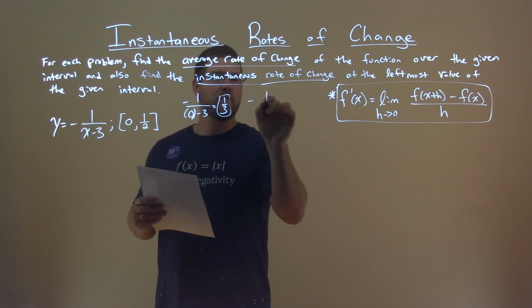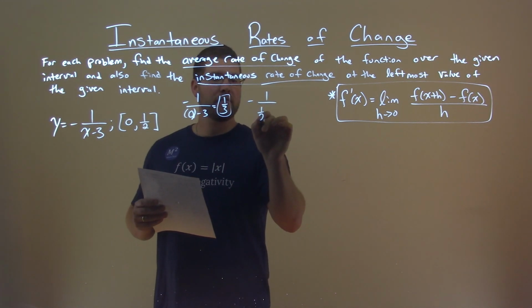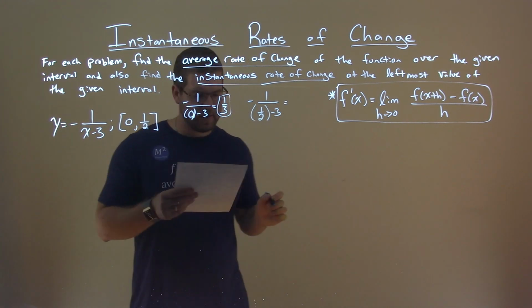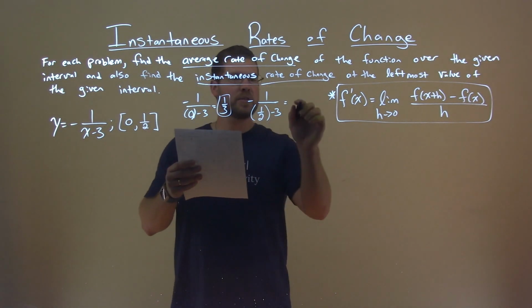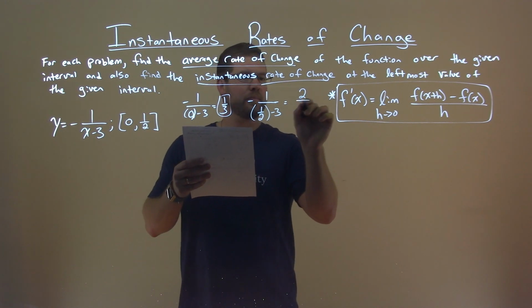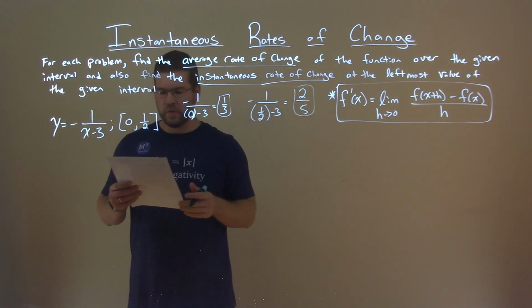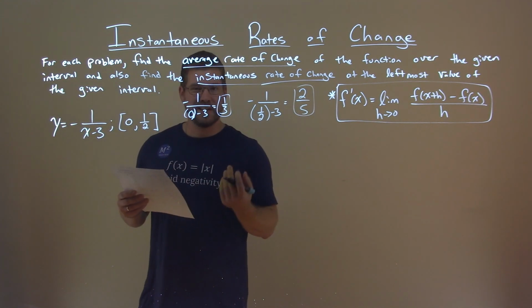So do the same thing with the 1/2. We have a -1 over 1/2 for our x value, minus 3. And this comes out to be, I wrote it down here, 2/5. Okay. So we have 1/3 and 2/5. So let's go find the average rate of change here.